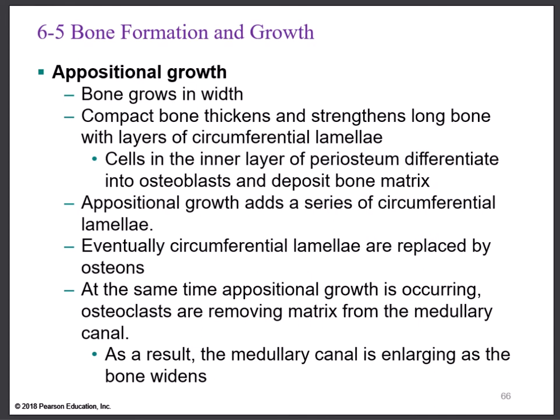So interstitial growth, as I mentioned, is growth in length. The other type of growth occurring at the same time: not only do our bones grow in length, they need to grow in width. Otherwise, they would be like a toothpick. We call this appositional growth. Appositional growth is where the bone grows in width. The compact bone is going to thicken and strengthen by adding more and more layers of the circumferential lamellae.